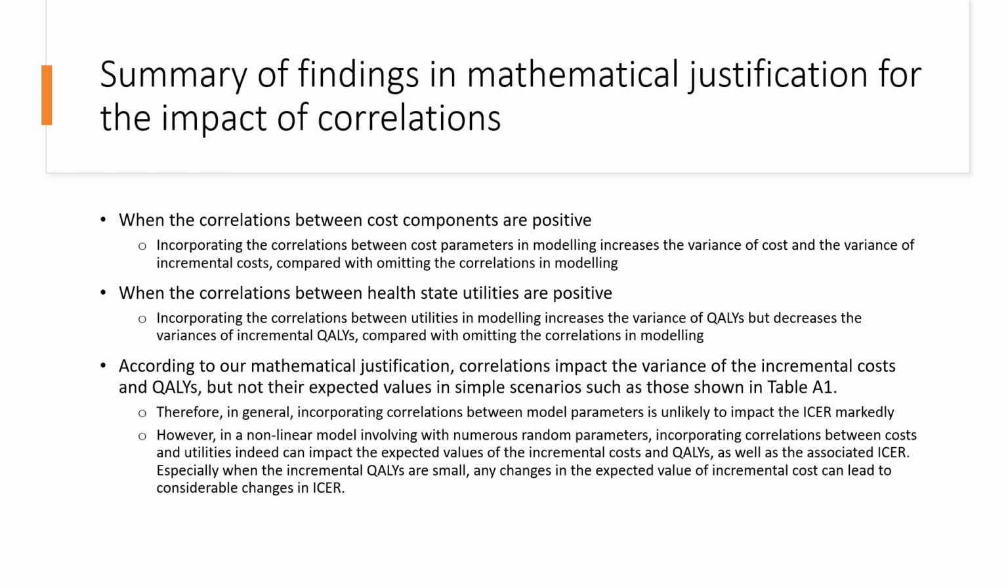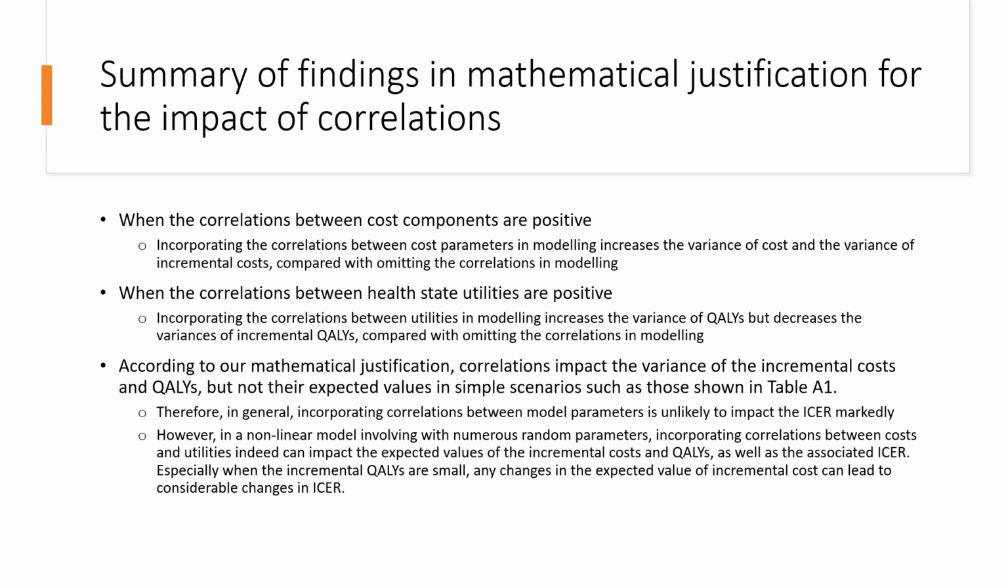Now, we summarize the findings. When the correlations between cost components are positive, incorporating the correlations between cost parameters in modeling increases the variance of cost and the variance of incremental costs, compared with omitting the correlations in modeling. When the correlations between health state utilities are positive, incorporating the correlations between utilities in modeling increases the variance of QALY, but decreases the variance of incremental QALY, compared with omitting the correlations in modeling.